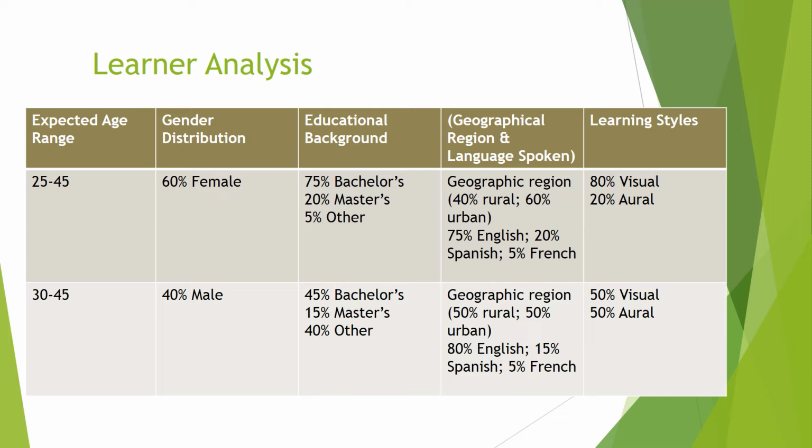For males, 40% of the population is between the ages of 30 and 45. Their educational background is as follows. Out of the 40% of males, 45% obtained a bachelor's, 15% obtained a master's, and 40% obtained other. 50% of the males reside in a rural area, and the other 50% in urban. 80% of the males speak English as a primary language, 15% speak Spanish, and 5% speak French. Their learning styles are even between visual and oral.